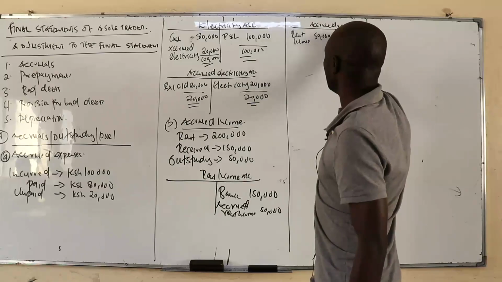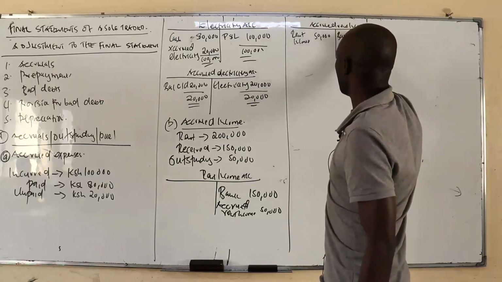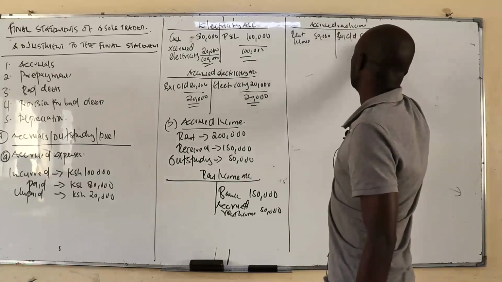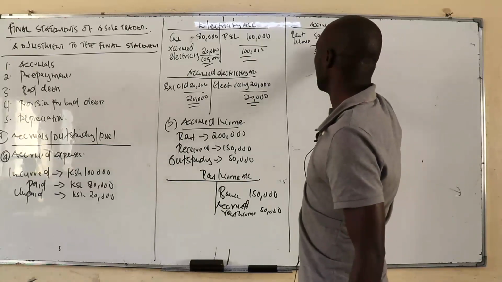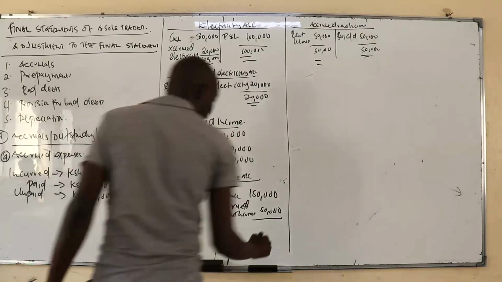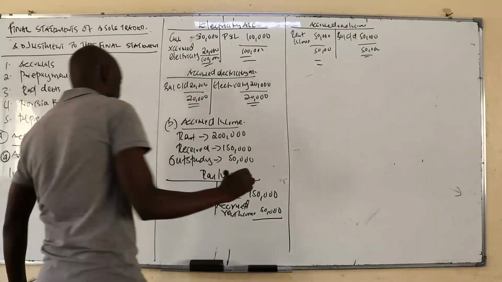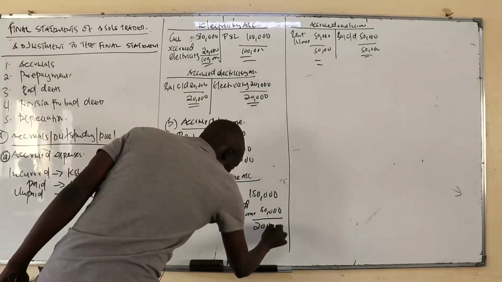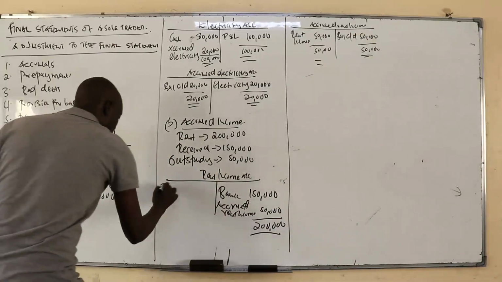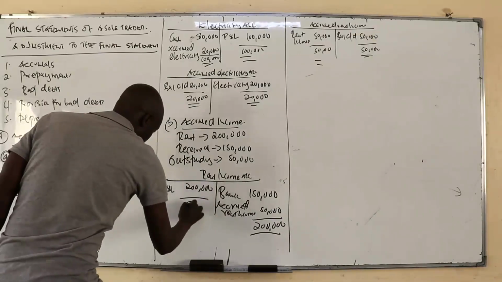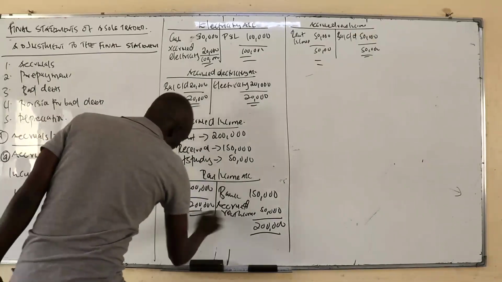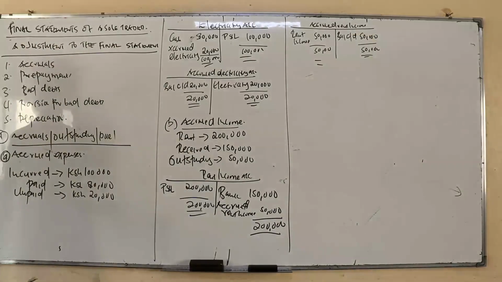50,000. So this one we take it to the balance sheet as an asset, 50,000. And the amount we recognize in the income statement as income from rent is 200,000. So right here, 200,000. And then you write here profit and loss account, 200,000. So that is how we treat accruals.